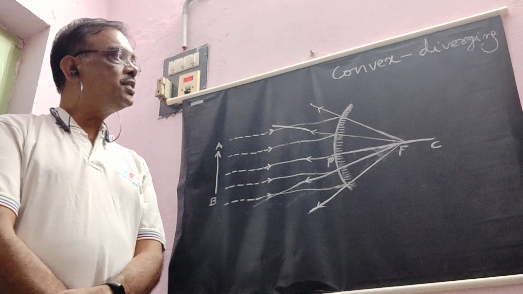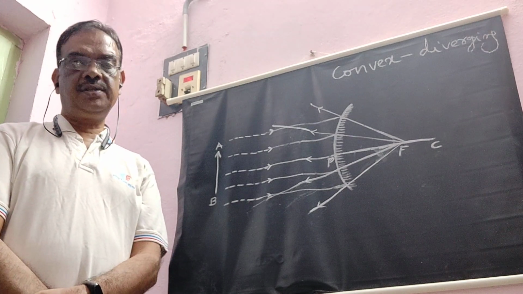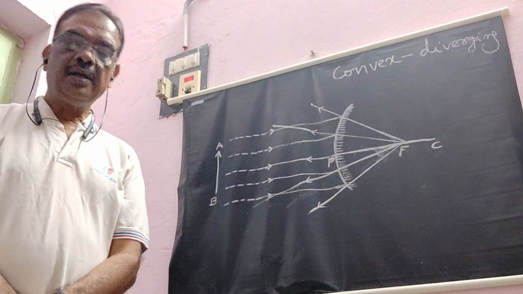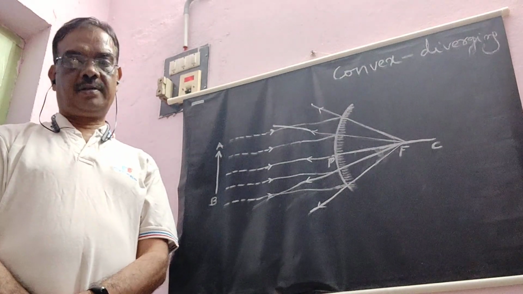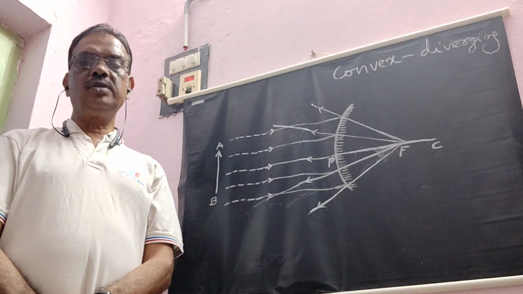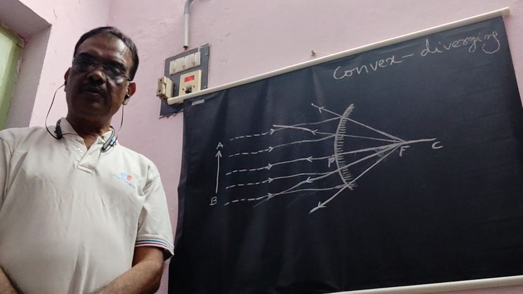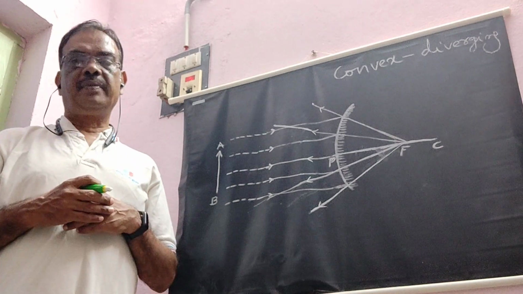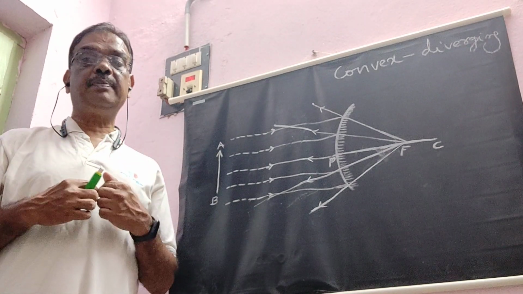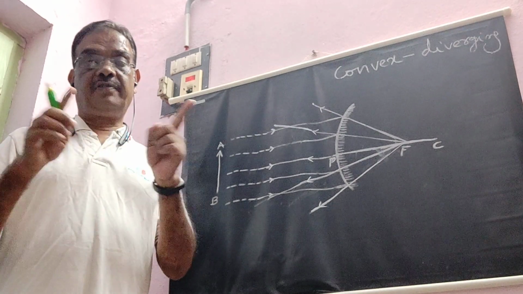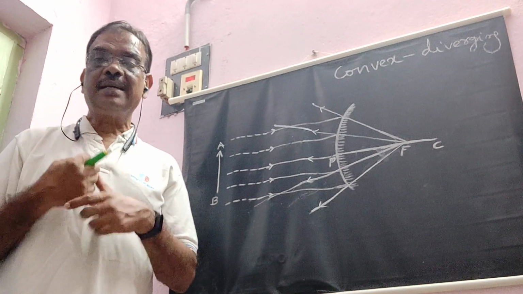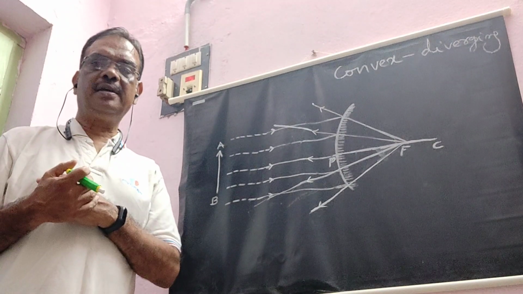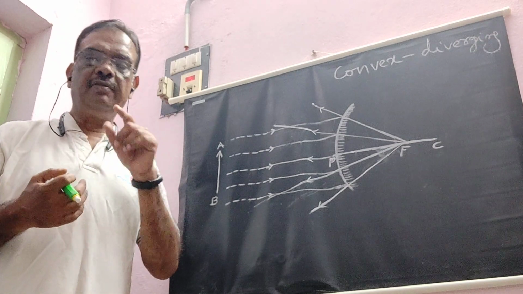Today I'm going to start formation of images in convex mirror. Convex mirror is also known as diverging mirror. In my previous classes, videos, I have explained why convex mirror is known as diverging mirror. Because after the phenomenon of reflection, the reflected rays do not actually meet at a point. They diverge from a point. They appear to have come from some other point. That's why convex mirror is a diverging mirror, whereas concave mirror is a converging mirror.